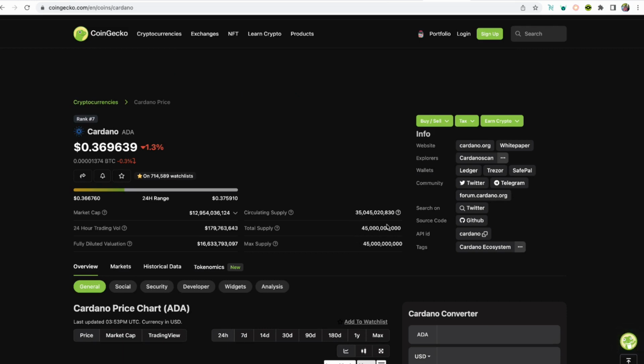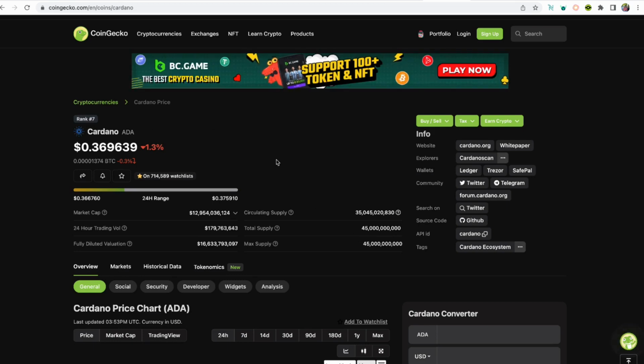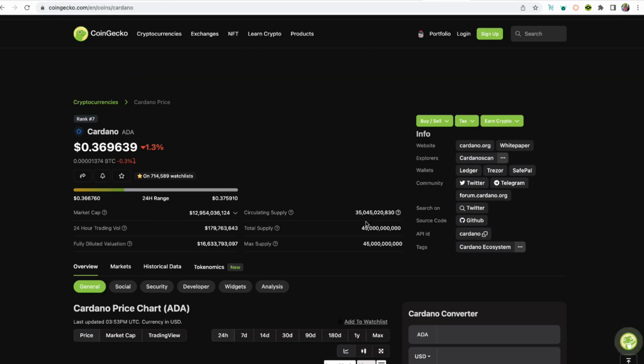And the circulating supply, the amount of ADA that is out in the world right now to be traded, is going to be 35 billion, 45 million, 20,830. Cardano is continuing to release. There's an emission system of epochs of time where Cardano releases its tokens out to stakers, to delegators.